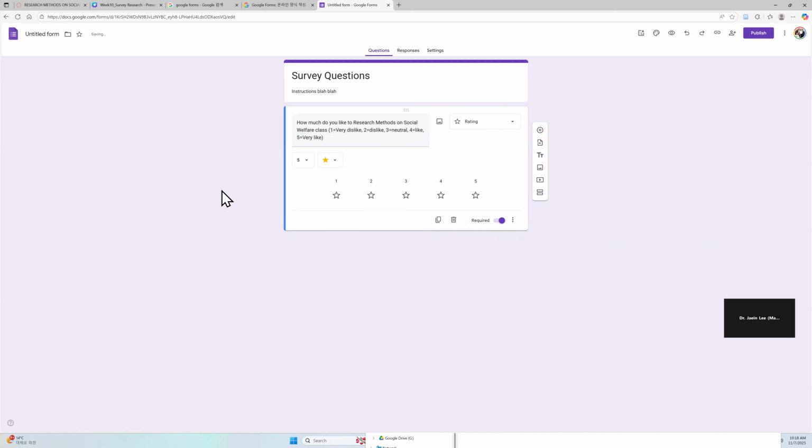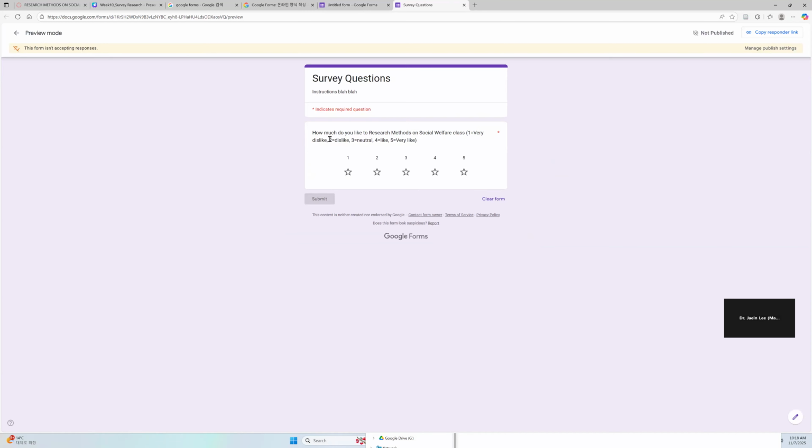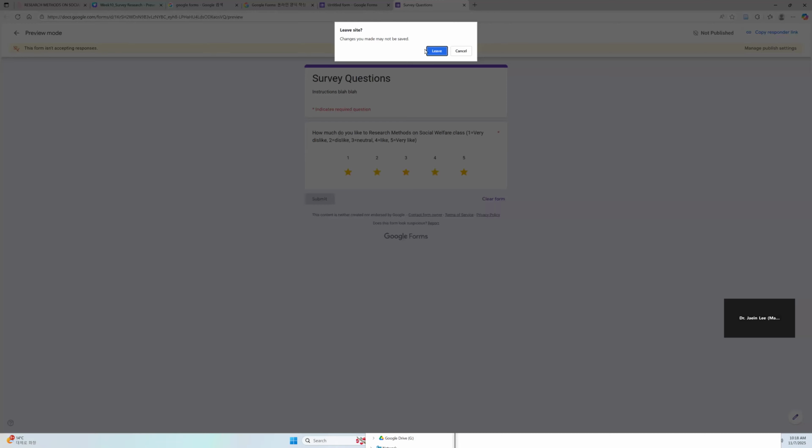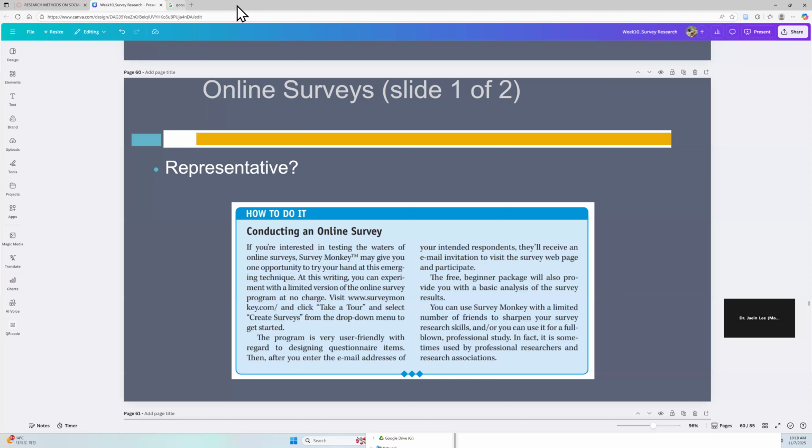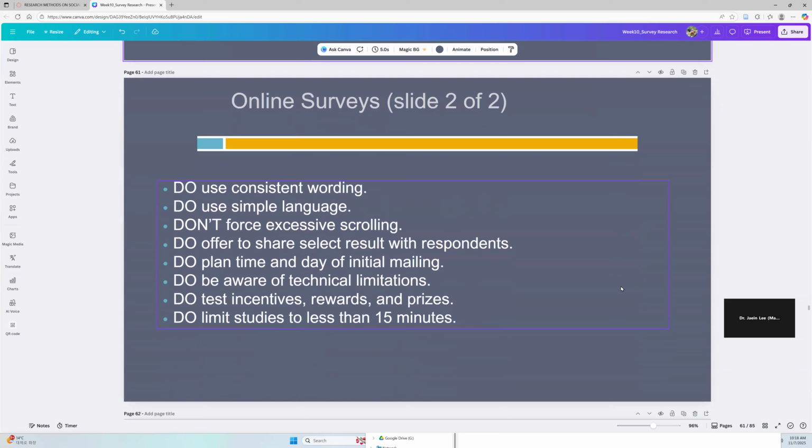Then you can see the numbers: how much you like this. One is very dislike, neutral, like, very like. You can choose five and submit, and then you can find the answer. So by using Google Forms, you can collect the data based on your topic. All right.